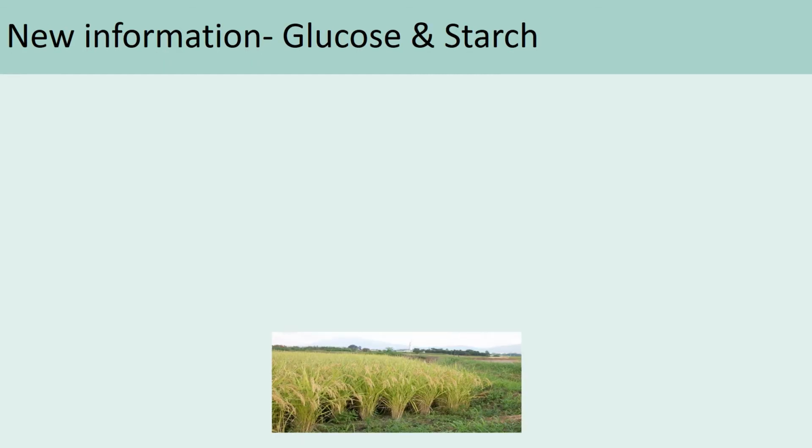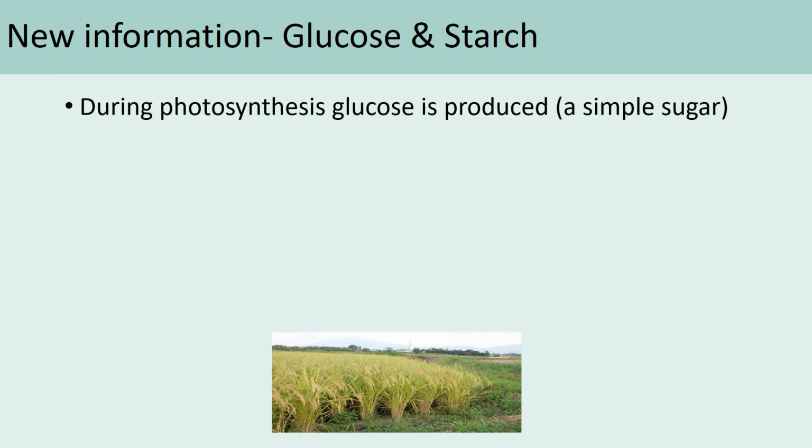Okay, so glucose and starch. The reason I keep coming back to starch is because it's going to be part of the practical that you're going to be looking at in a minute. During photosynthesis, glucose is produced. We know that, we've done that. Glucose is a simple sugar, so it's kind of a single unit.